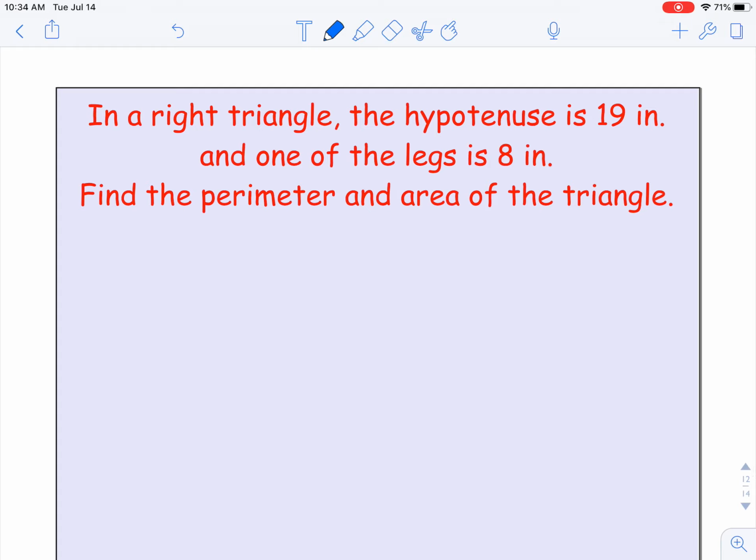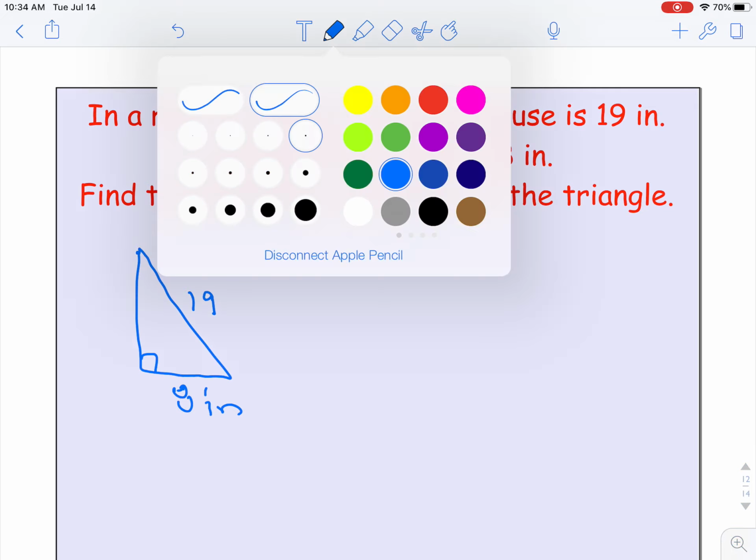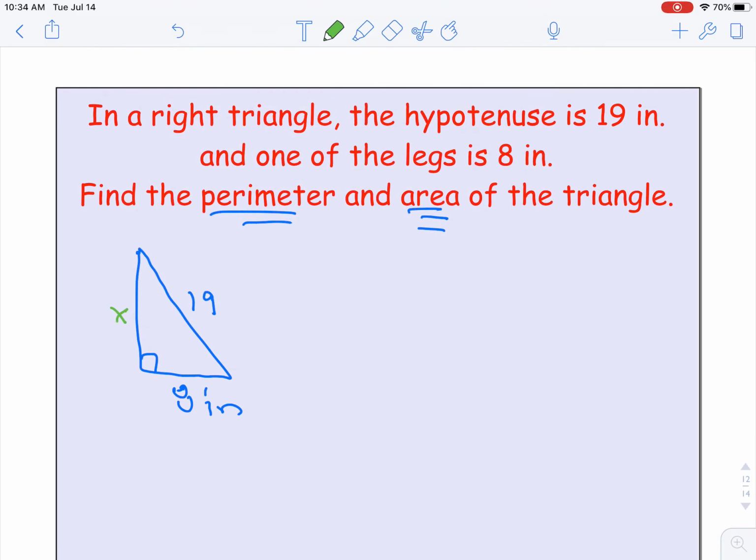This is the same kind of thing, although we are not given a picture. So let's see what we have. It says in a right triangle, the hypotenuse is 19 inches. So there's my right triangle. My hypotenuse is 19 inches. One of the legs is 8 inches. Now it says find the perimeter and the area of the triangle. So in order to do that, I'm going to need to find this other side right here. I'll just call it x.